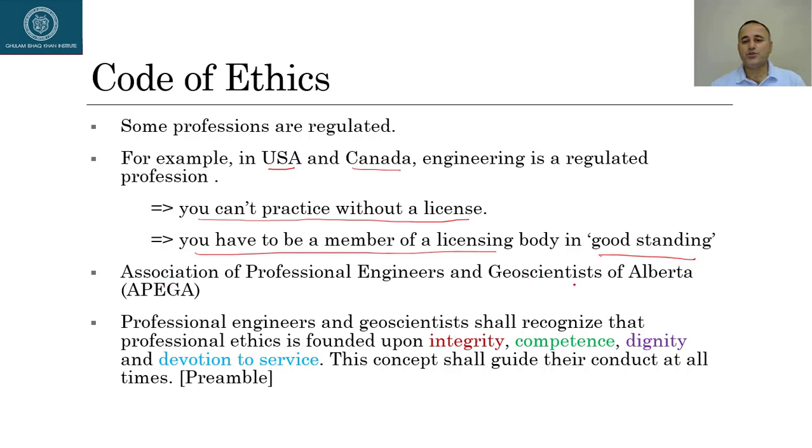Association of Professional Engineers and Geoscientists of Alberta in Canada. It's a licensing body. Okay, so the whole purpose is to tell you that there are some bodies which are working at a national level, like US and Canada, but there are some bodies which are working at the state level as well. So professional engineers, this is coming straight from the preamble of APEGA. Okay, so professional engineers and geoscientists shall recognize that professional ethics is founded upon integrity, competence, dignity, and devotion to service. This concept shall guide their conduct all the time.